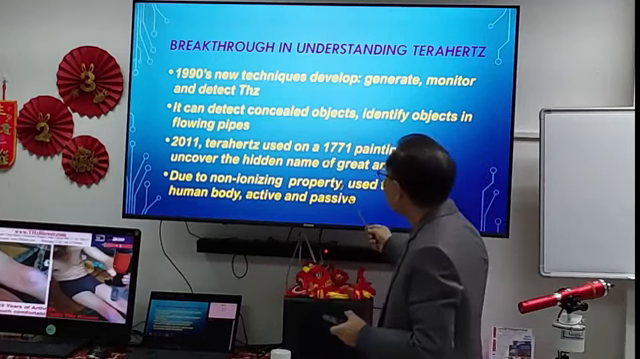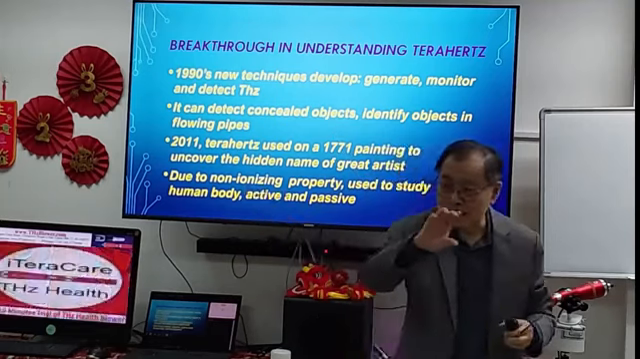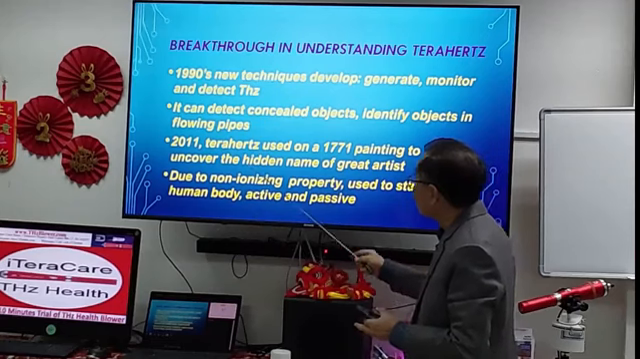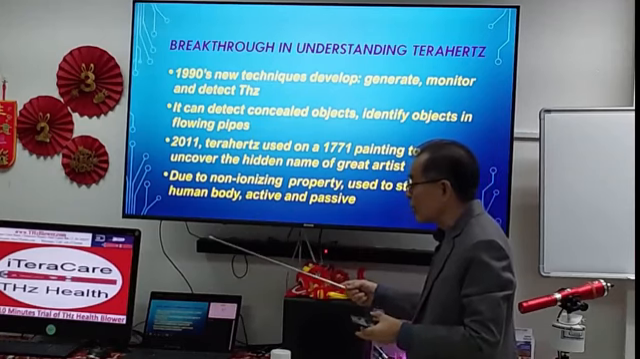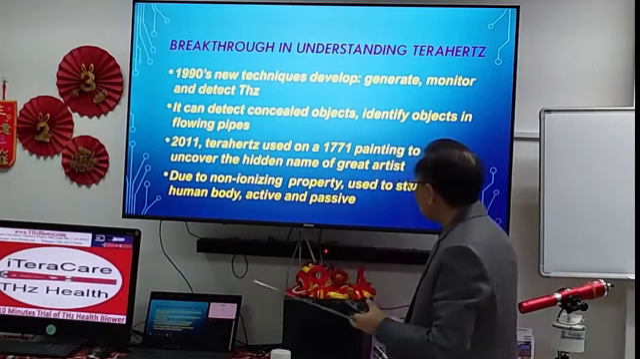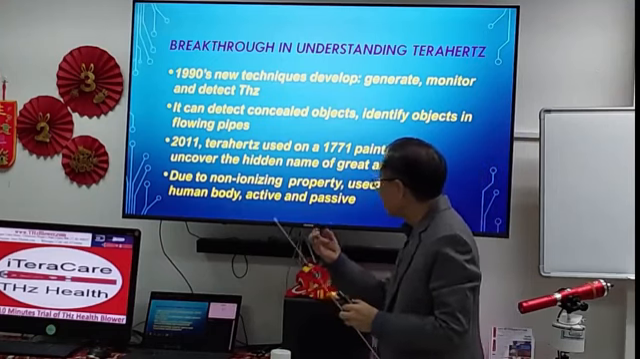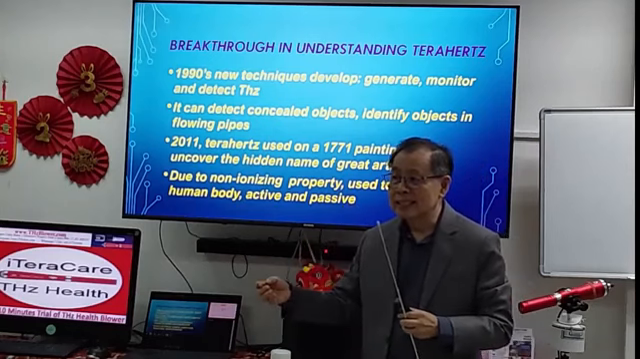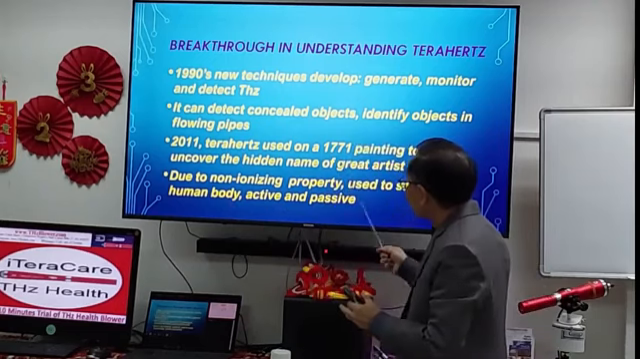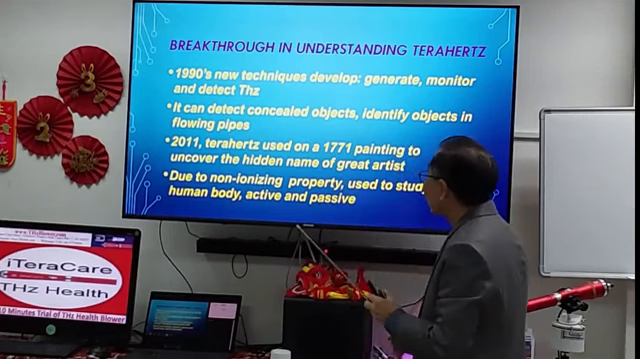So it's quite recent. And it can detect concealed objects and identify objects flowing in a pipe. You can't see inside, but you can detect. Which means that it can do things which the naked eye cannot see. In fact, in 2011, terahertz was used on an 18th century painting to uncover the hidden name of the artist. Old paintings, as you know, sometimes people paint over. And this particular painting was painted over, and so it was able to discover exactly what was underneath.